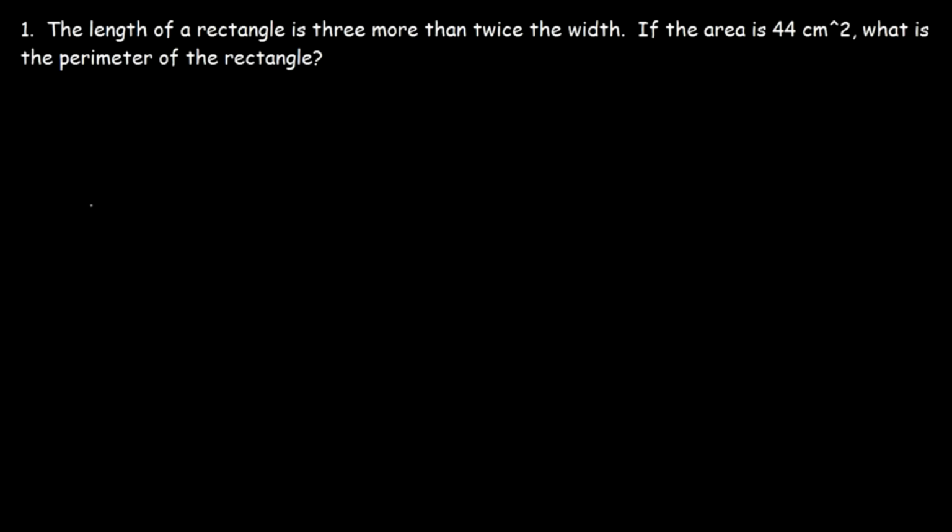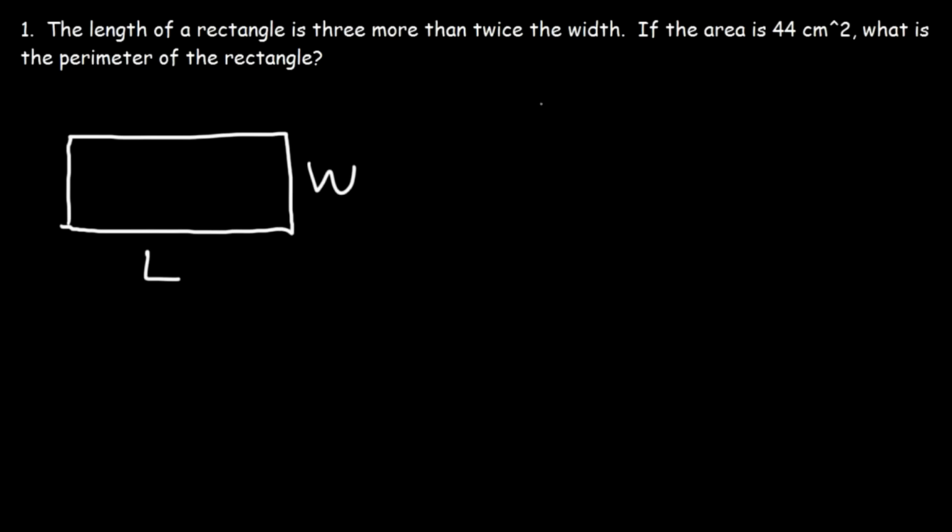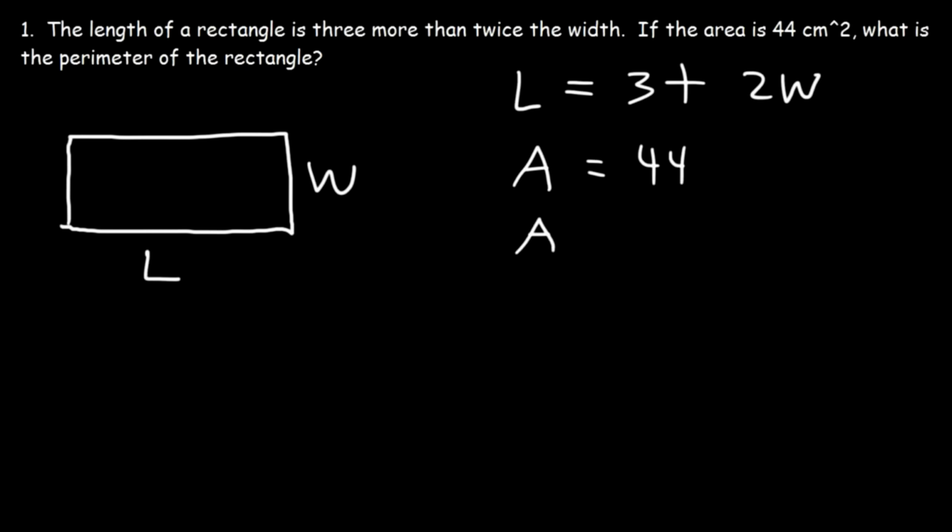So let's draw a picture. So this is the length, this is the width. Now let's write an equation. The length is 3 more, or 3 plus, twice the width. That's 2W. And we know the area is 44 square units. What is the perimeter of the rectangle? If we could find the length and the width, then we could find the perimeter.